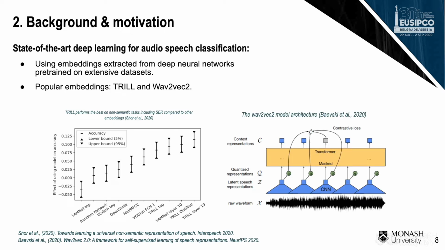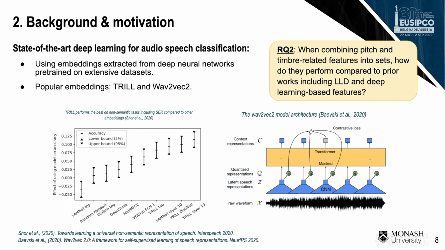Wav2Vec2 is the state-of-the-art model for automatic speech recognition. It learns from the raw audio signals with a convolutional transformer-based architecture. Another sub-research question is: how do handcrafted feature sets perform compared to these deep learning embeddings?